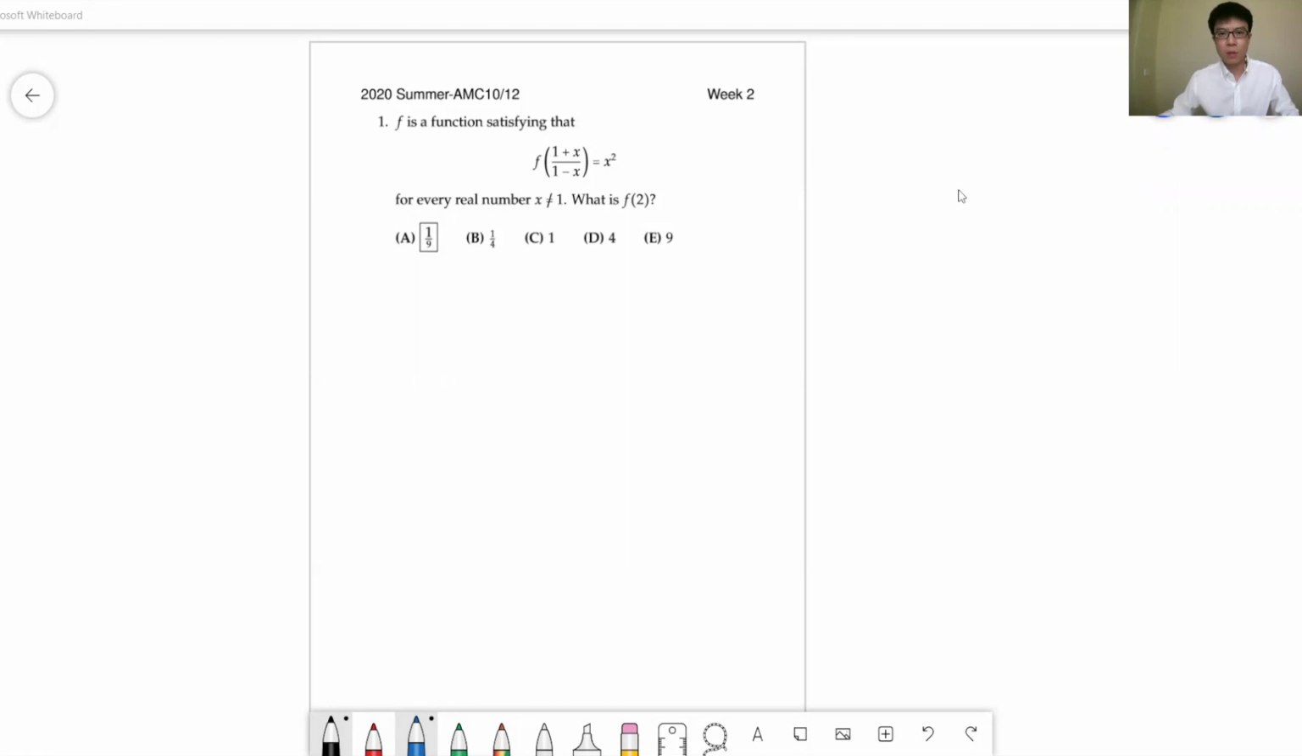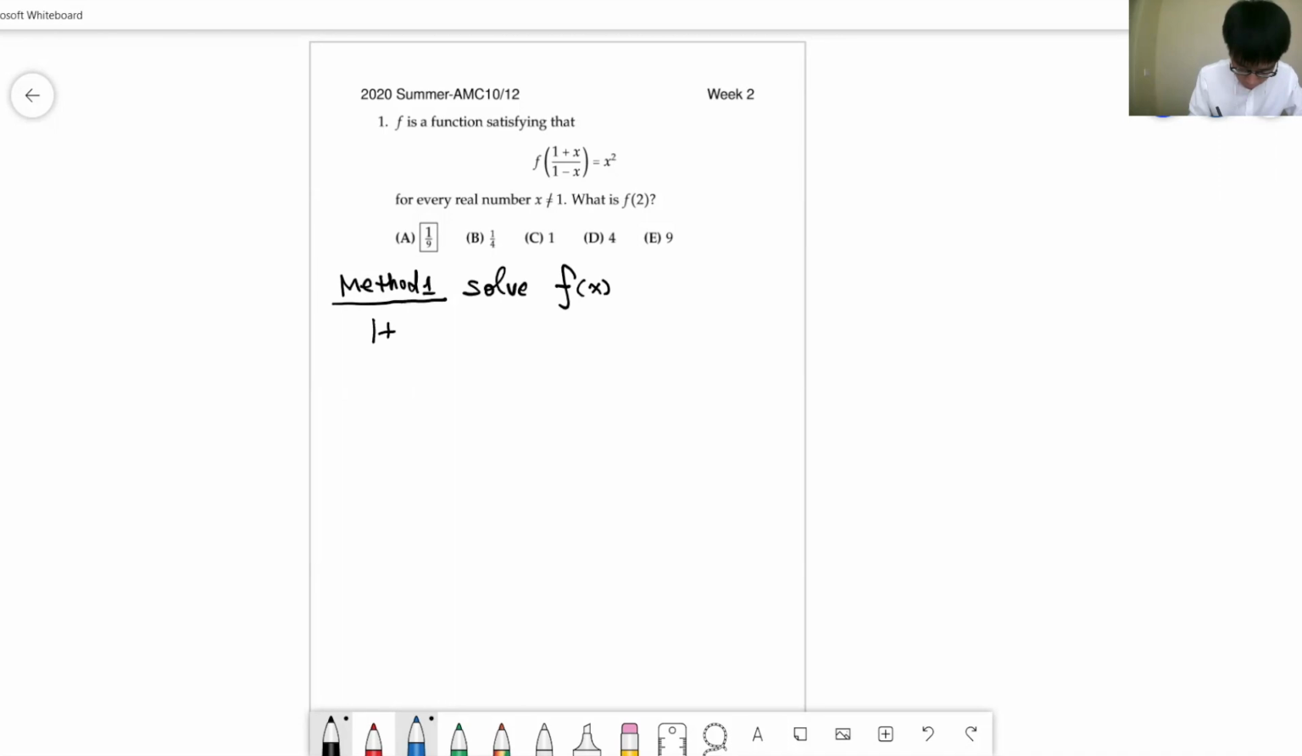Okay, let's start from problem 1. f of (1 plus x) over (1 minus x) equals x squared, and we want to solve f of 2. Here, let me first solve the expression of the function in the following way. Let me call this method 1. Solve f of x. Once we have f of x, we can solve f of 2. So let's do it this way.